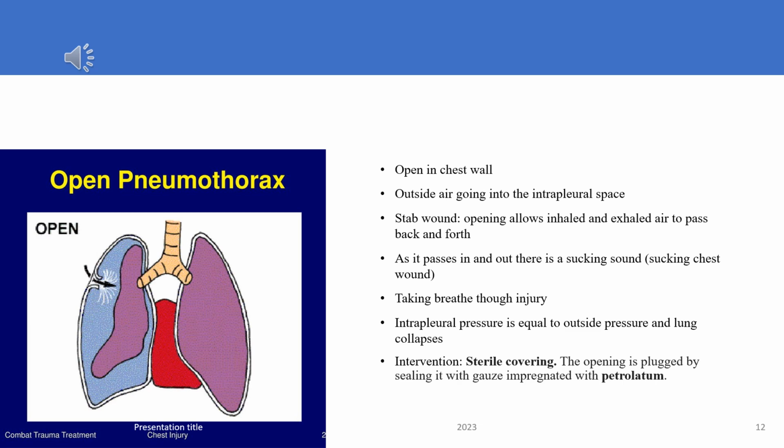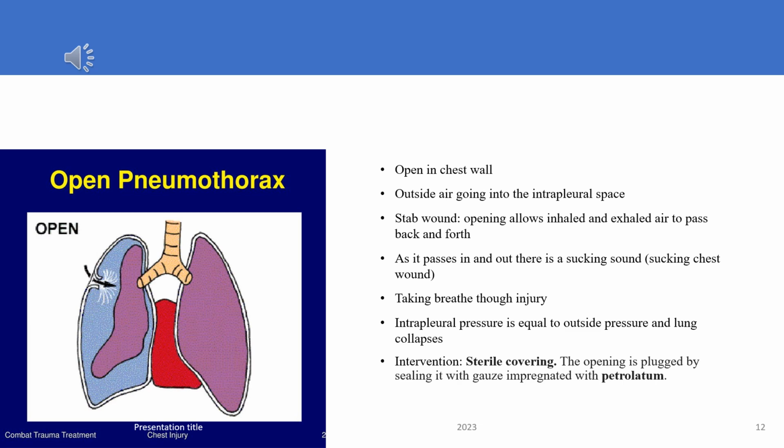An open pneumothorax. There's a picture here on the left side that shows you what an open pneumothorax looks like. This can happen when there's an opening in the chest wall, so the outside air is getting into the intrapleural space. This can be from a stab wound. This allows inhaled and exhaled air to pass back and forth, and as it passes in and out, there's a sucking sound. You might hear this termed a sucking chest wound. Usually the sound is heard when the patient is taking breaths through this injury.